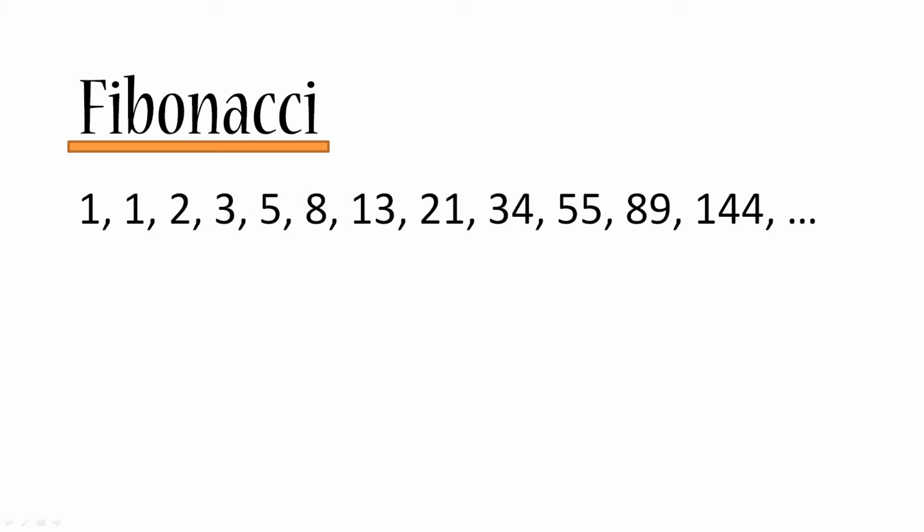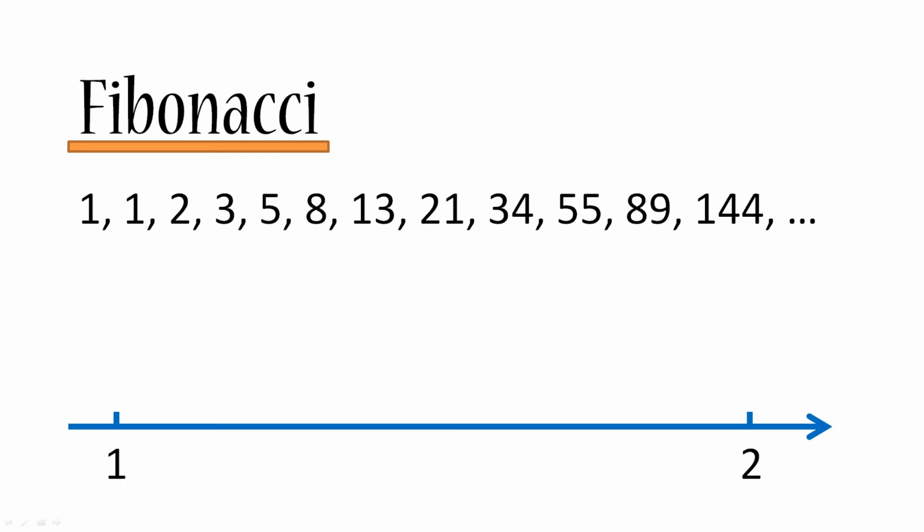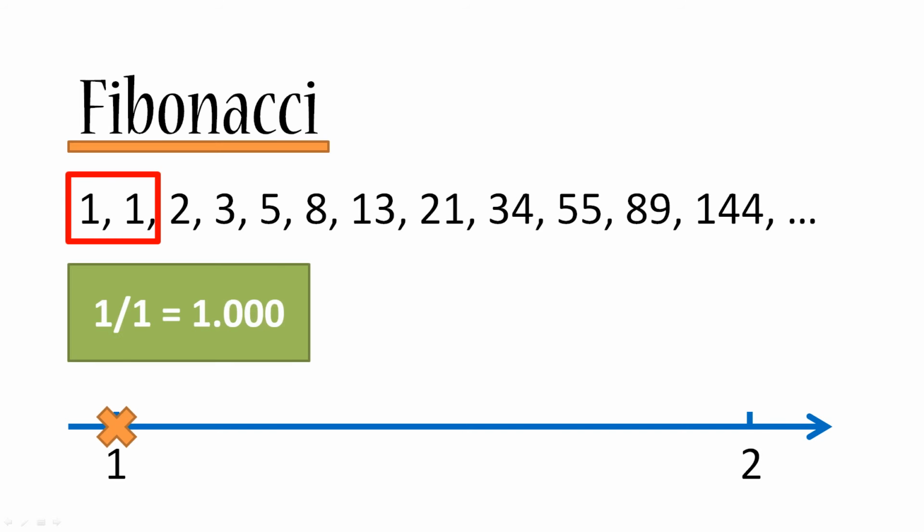So what's so great about this Fibonacci sequence that makes it famous? Well, I'll show you right now. Let's quickly plot the number 1 and number 2 on a horizontal axis. Now what we're going to do is go through the sequence and take every number of the sequence and divide it by the previous number in the sequence and plot our answer on the same axis. So 1 divided by 1 is equal to 1. We've plotted it with an orange cross.